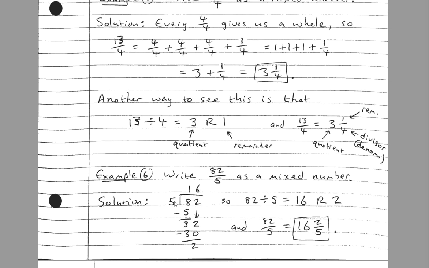First, 5 goes into 8 one time. Put the 1 above the 8. 1 times 5 is 5. Subtract. 5 from 8 is 3. Bring down the 2. Now we're looking at 32. 5 goes into 32 6 times. 6 goes here. 6 times 5 is 30. Subtract. Okay, so the remainder is 2.